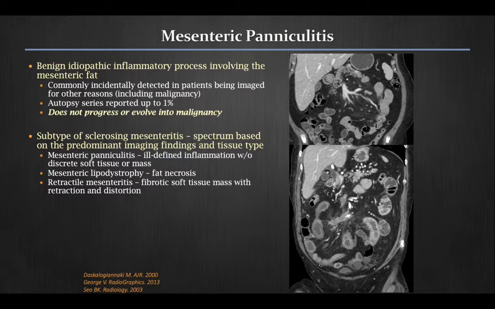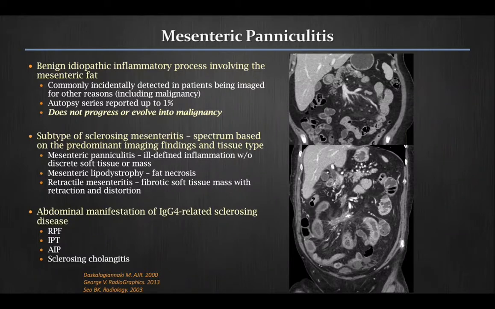Mesenteric panniculitis is now believed to be a subtype of sclerosing mesenteritis, which is a spectrum of imaging findings and histologic findings based on the predominant process and underlying tissue type. On one side of the spectrum is mesenteric panniculitis, which is predominantly an inflammatory response where you just see this ill-defined inflammation without any discrete soft tissue or mass. On the other end of the spectrum is retractile mesenteritis, where you see this fibrotic soft tissue mass with retraction and distortion of the mesenteric structures. And the middle is mesenteric lipodystrophy, which is characterized predominantly by fat necrosis. That's the one that we see the least commonly on imaging.